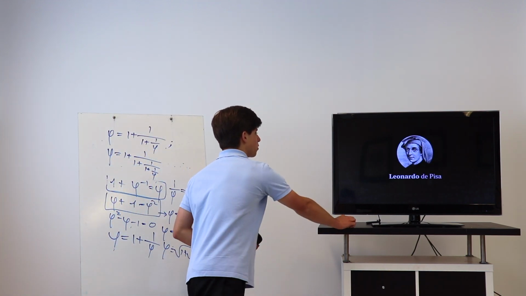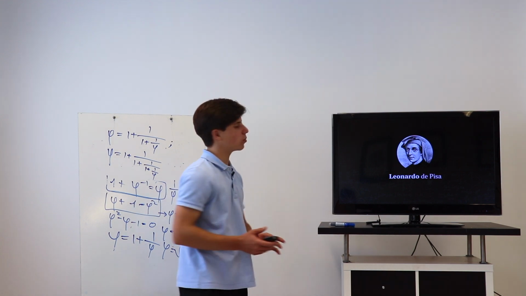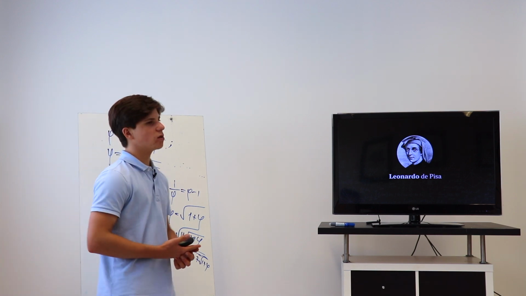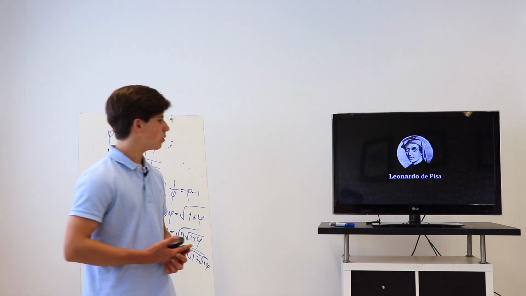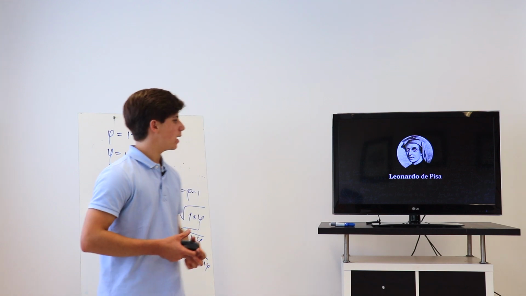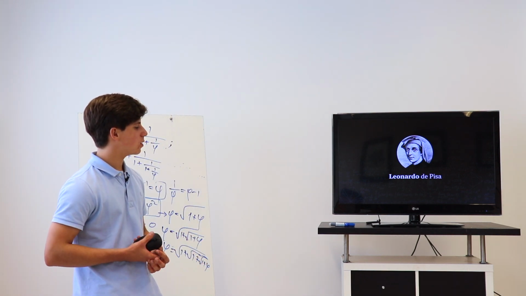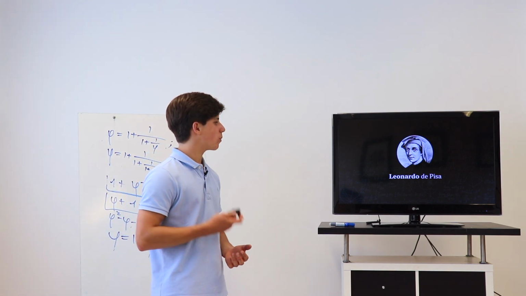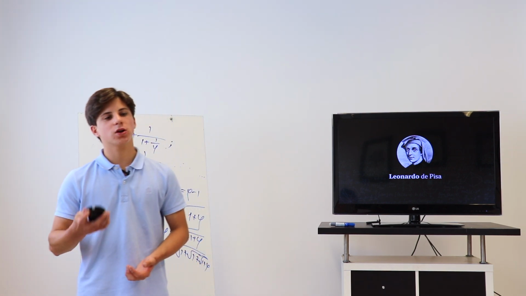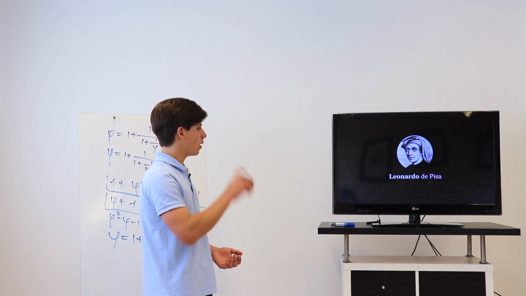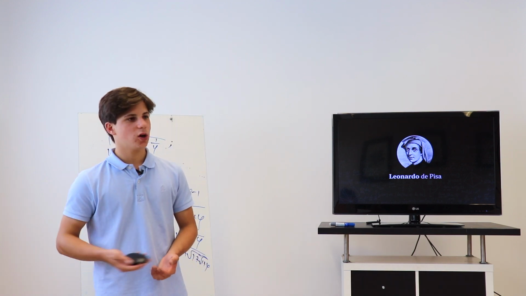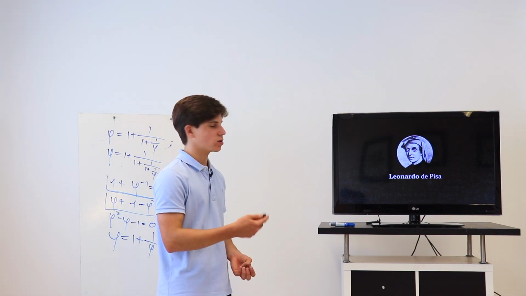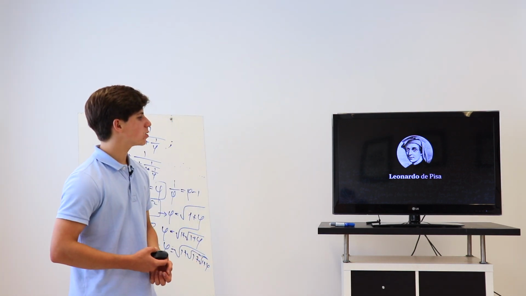Now I would like to speak to you about Leonardo da Pisa, also known as Fibonacci. This was a very interesting mathematician who in the year 1202 wrote the Liber Abaci. This was a very interesting book in which he made his biggest contribution to European mathematics. Why? Because he exposed why the Arabic numbers were much better, much more efficient than the Roman numbers that we used at the time.